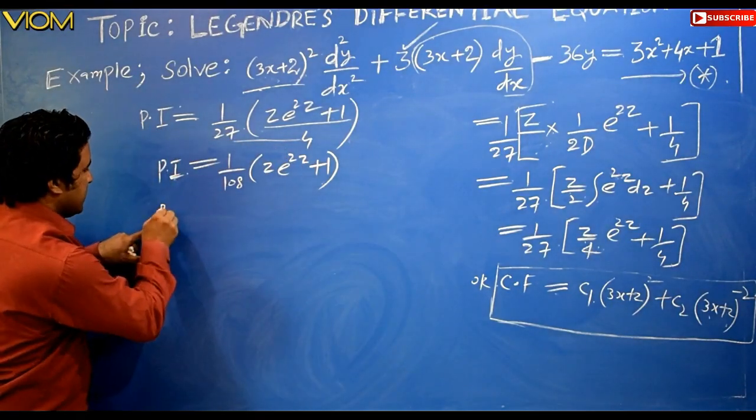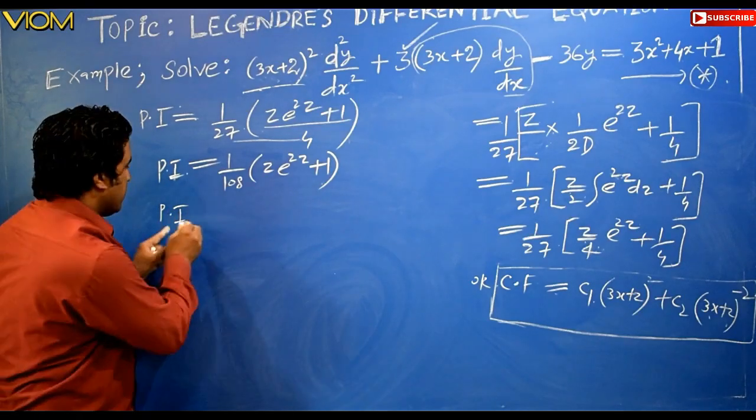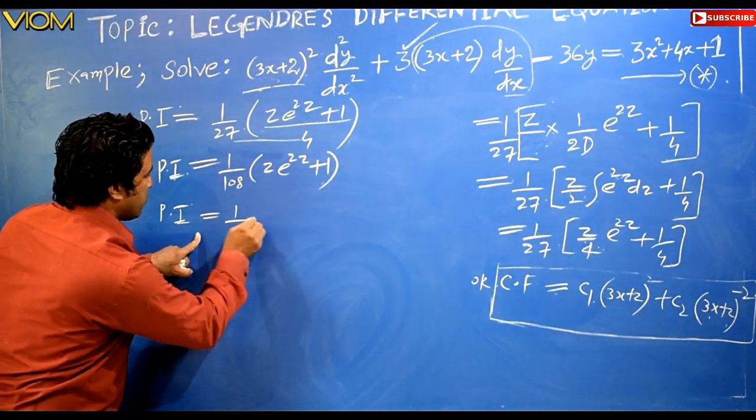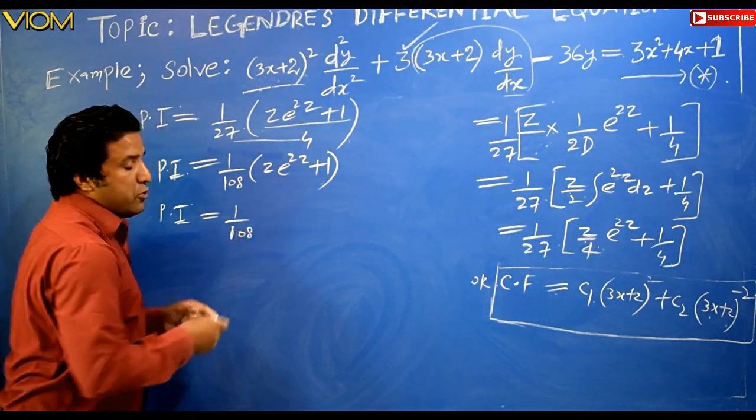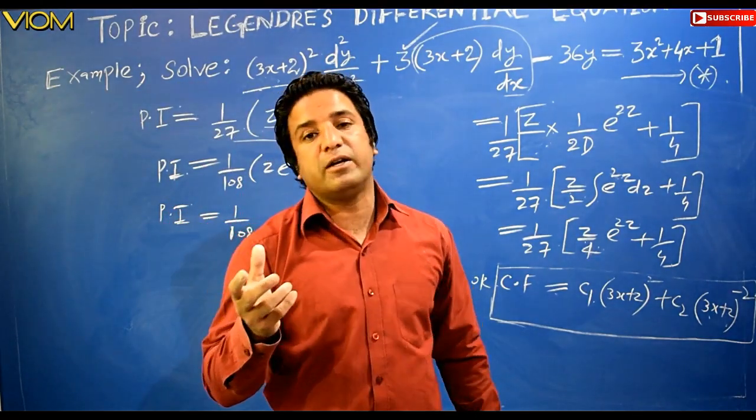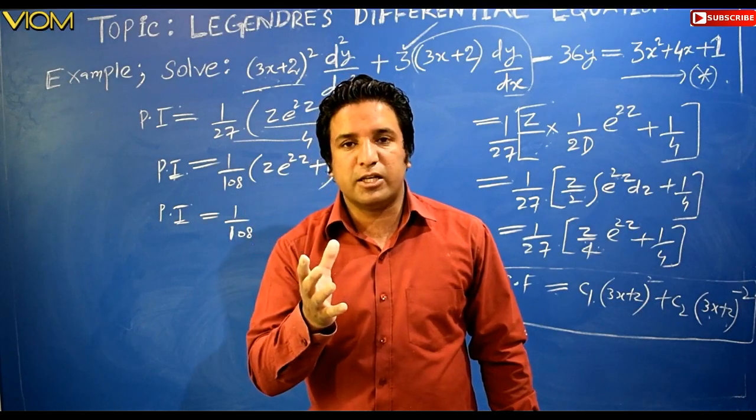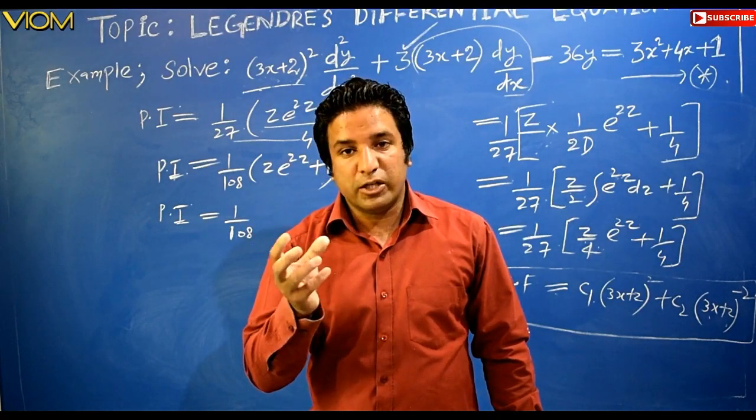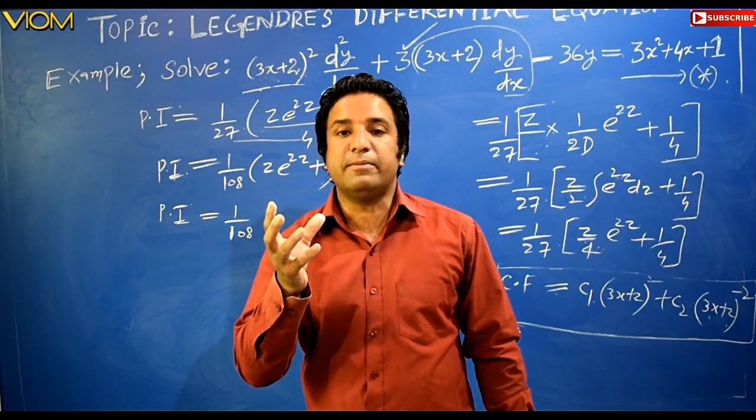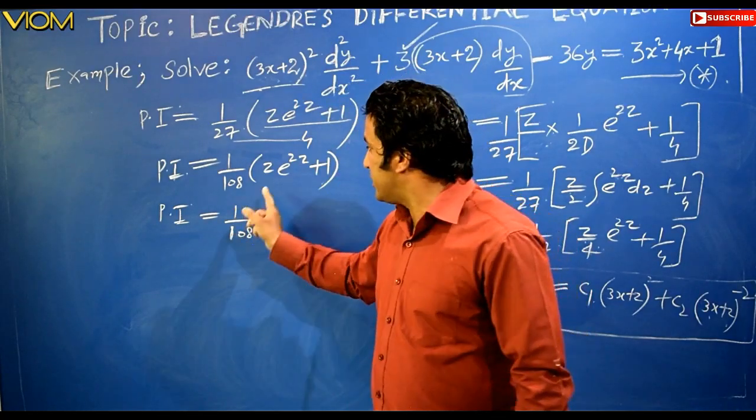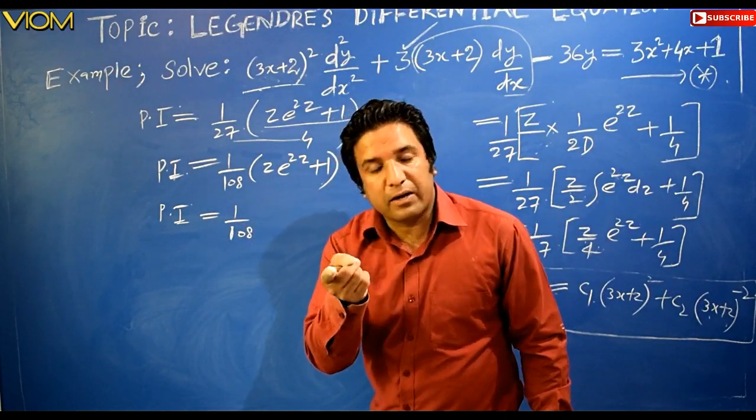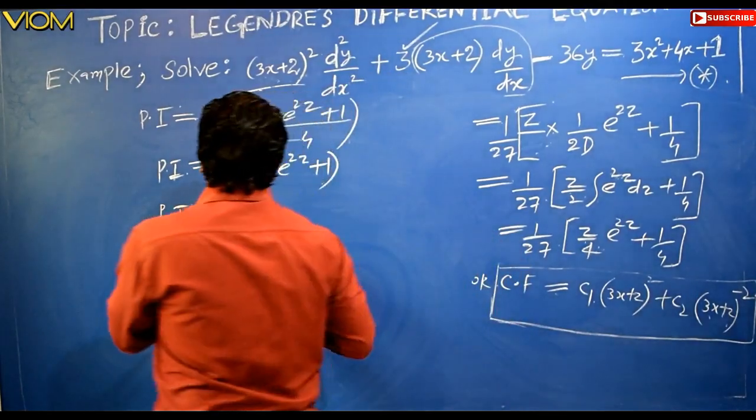Now particular integral is equal to 1 over 108. Now you know that we're given a linear differential equation with variable coefficients. Legendre's linear differential equation contains the variable x. That means our particular integral is in terms of z. Now I will convert z in terms of x by using the concept.